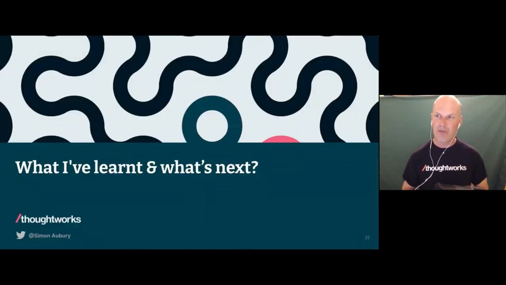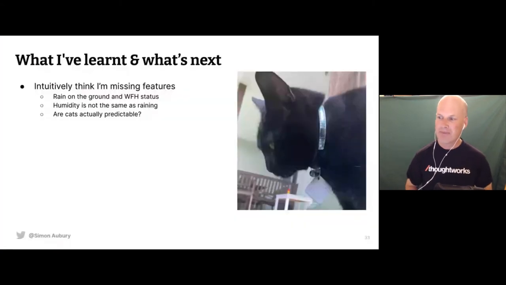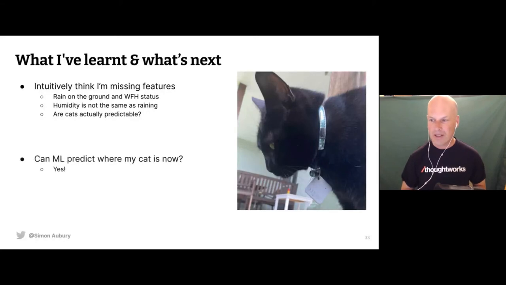So in short, that was a quick feel for some of the characteristics of model development, model testing, and an application in the real world. But there's a couple of things that I've learned here and a bit of a glimpse into what's happening next. Intuitively, I think there's some things missing from this model. I know recently we've had a lot of rain in Sydney, and that's going to change the behavior of our cat. I know that on days where I work from home, the cat's more likely to hang out in the study, so that's a significant feature. And I also have to ask myself, are cats actually that predictable? I think they are, but only the data will work that out.